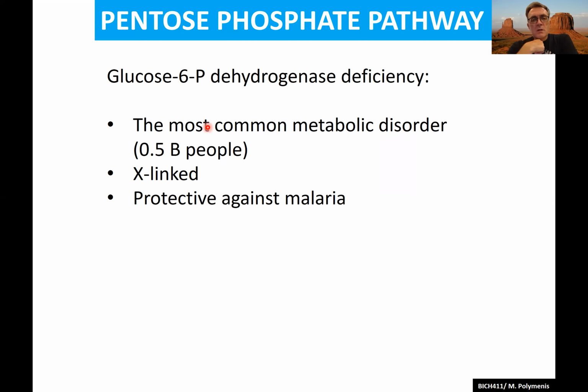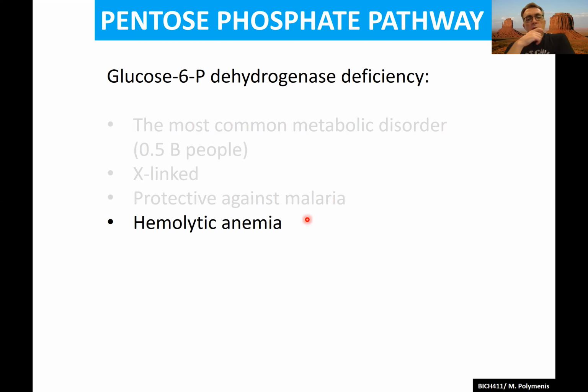And why is it maintained in our species, even though we'll see it can cause some problems? Well, because it can protect us from other bigger problems, such as malaria, which is endemic in many parts of the world still to this day. People who have this mutation and the glucose 6-phosphate dehydrogenase deficiency are protected from malaria.